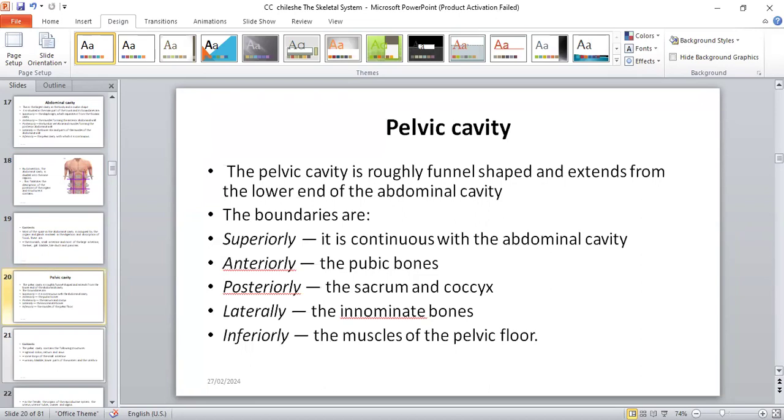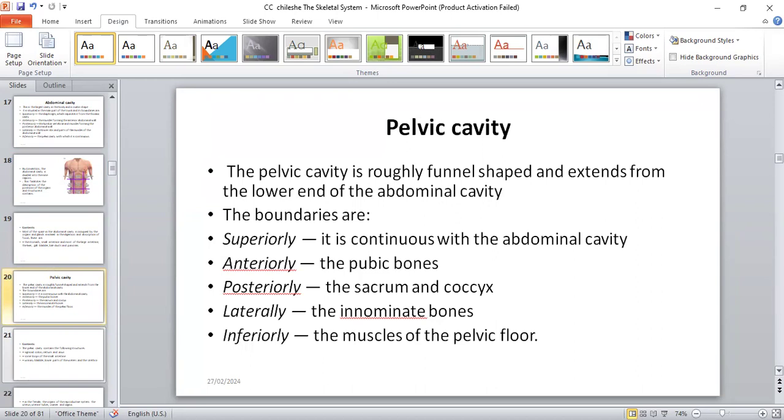The other major cavity is the pelvic cavity, which is roughly funnel-shaped and extends from the lower end of the abdominal cavity. Superiorly, it is continuous with the abdominal cavity.